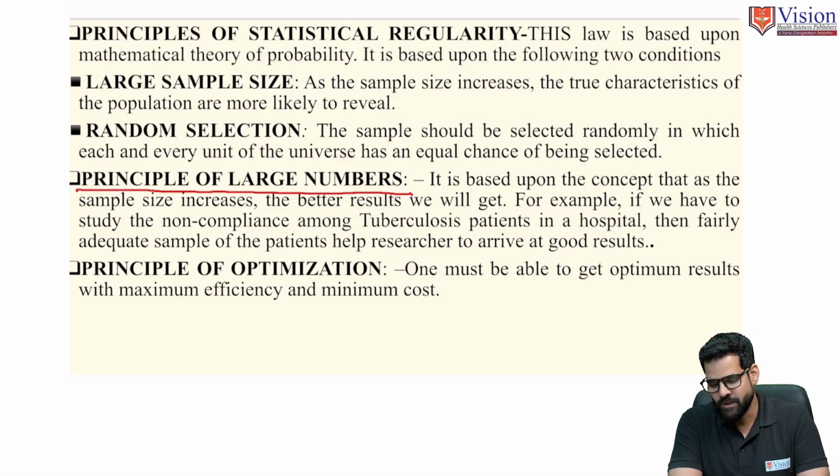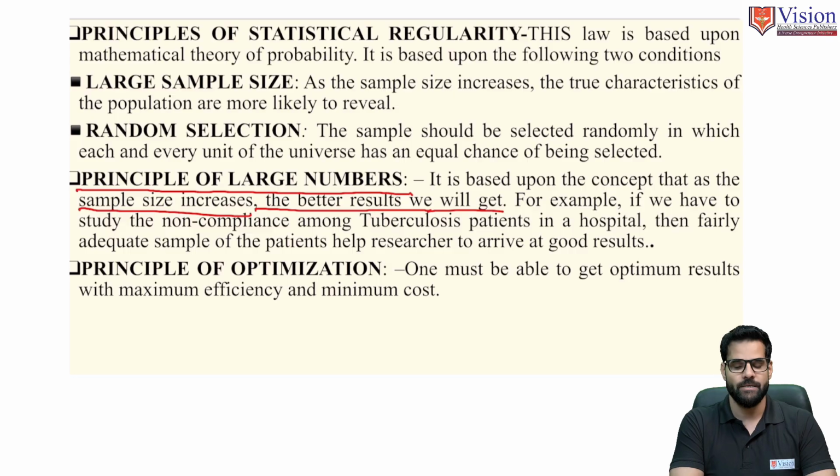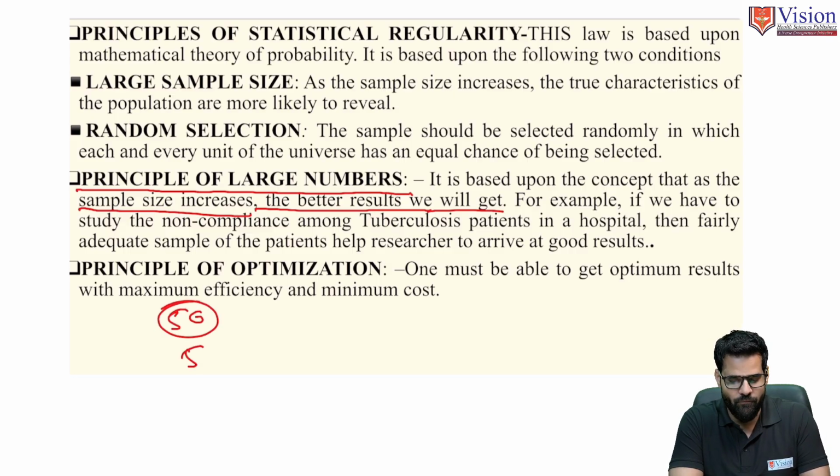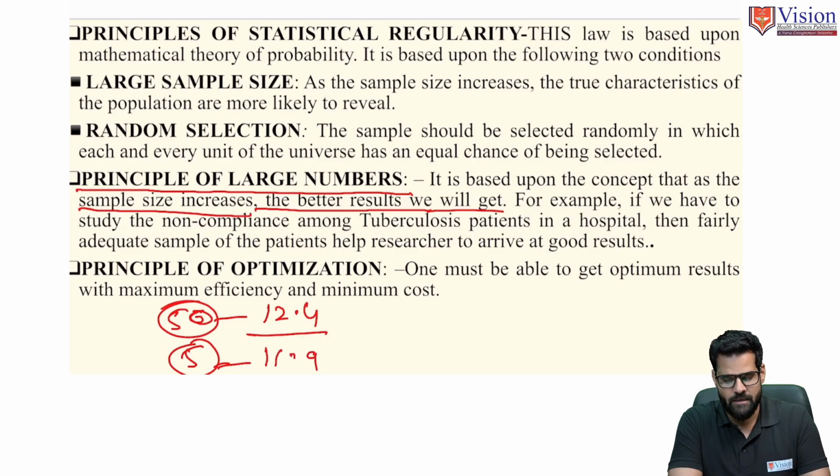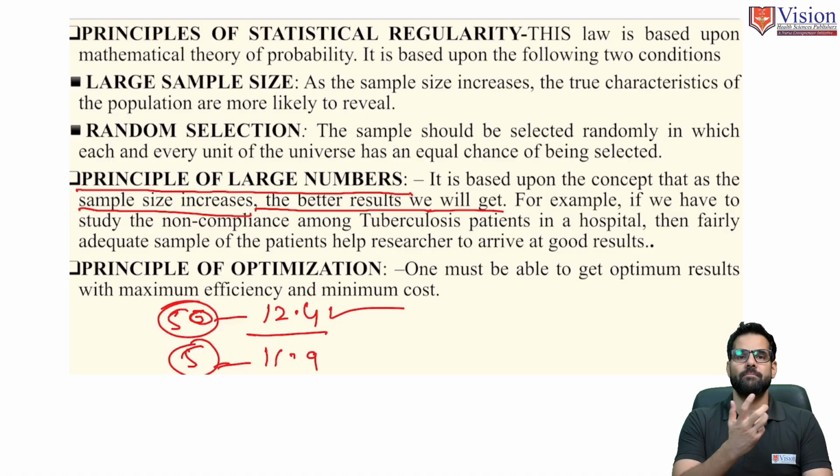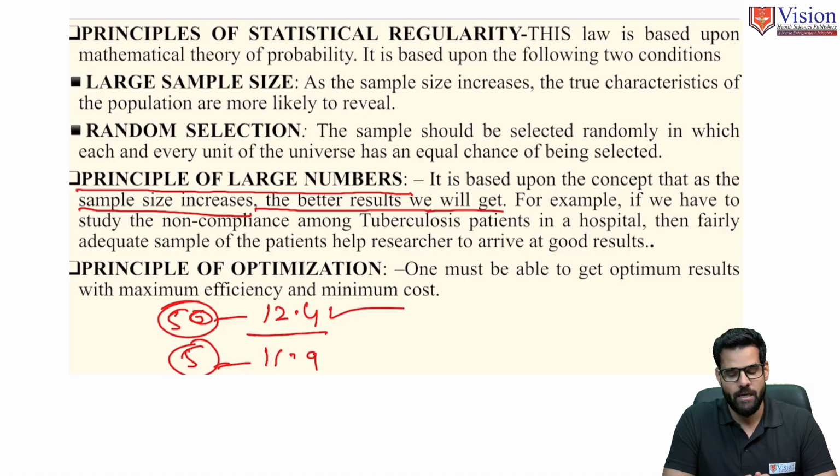It is based upon the concept that as the sample size increases, the better the result you are going to get. So if you're taking a sample of 5 from 50, suppose the population hemoglobin is 12.4, and the sample of 5 is giving you 11.9. So this is a difference, na? Actual population hemoglobin level is 12.4, but the sample of 5 is giving you, sorry, 11.9. So this is the error, na?